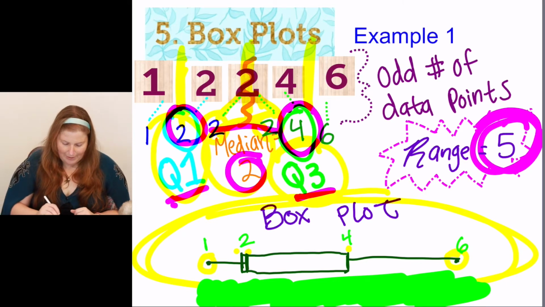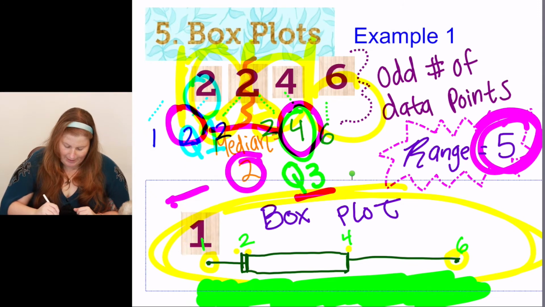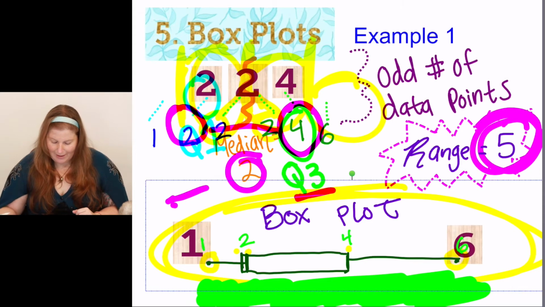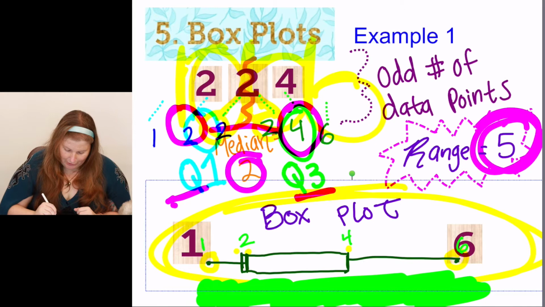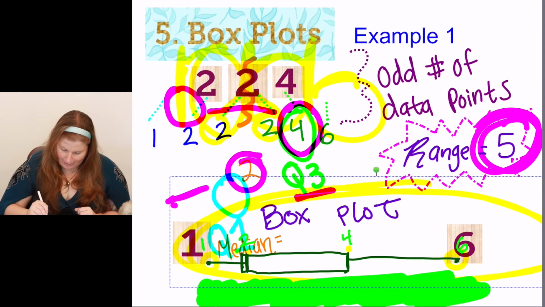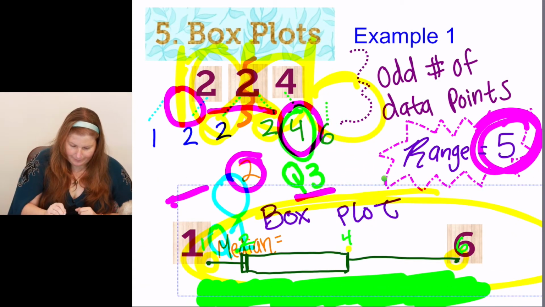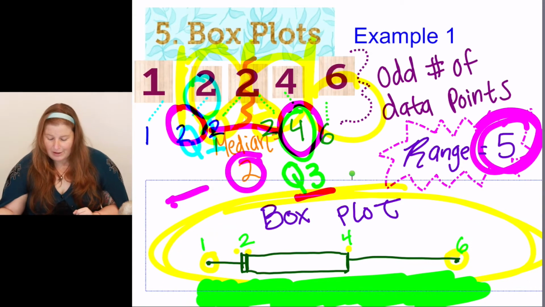All you're doing is taking the first number in your data set, putting it at the beginning, taking the last number in your data set, putting it at the end, and then putting Q1, the median, and Q3 on your box plot. So there you have it.